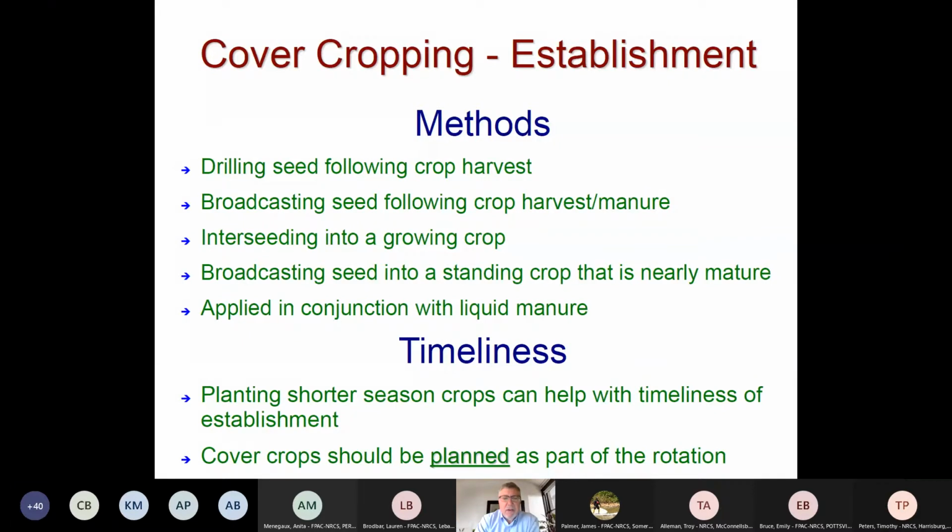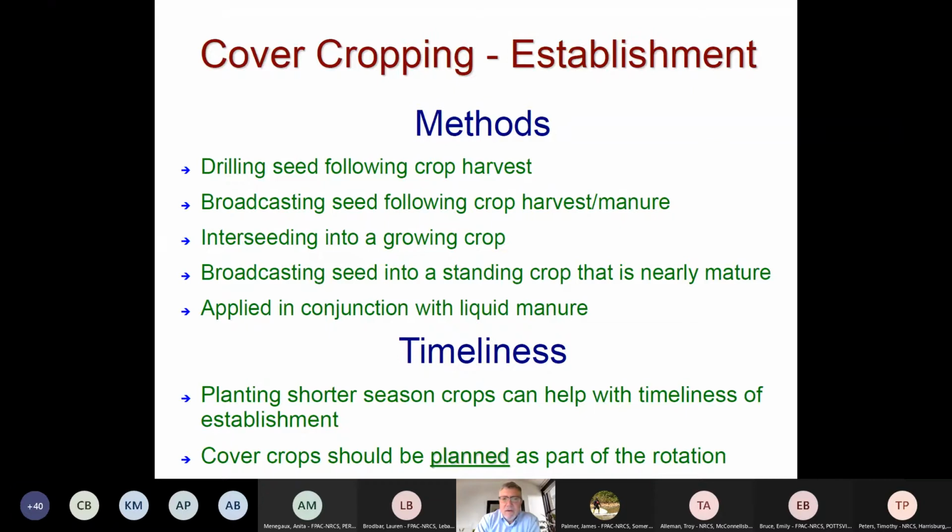It's not as good a practice as drilling, because drilling places the seed in soil contact, so that the seeds can germinate, and it plants them at a depth that they're going to thrive at. Whereas broadcasting, it's kind of hit and miss. The seed to soil contact is iffy. A lot depends on the weather following the broadcasting of the seed.